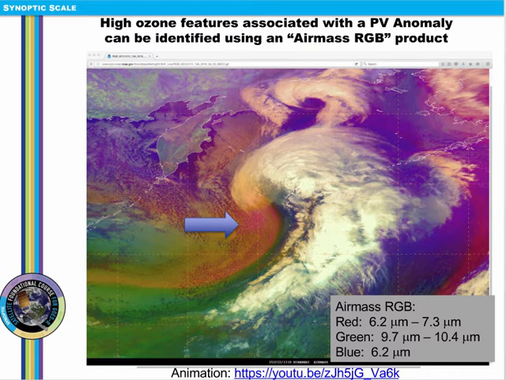In the Airmass RGB product, the red component is derived from a difference between two water vapor channels, 6.2 and 7.3 microns. The green component is the difference between the 9.7 and the 10.4 microns, and the blue component is the 6.2 micron channel. A pink value generally contains a lot of red and modest amounts of green and blue.